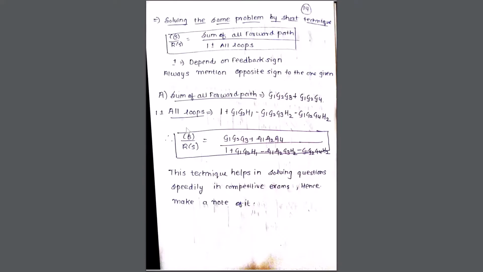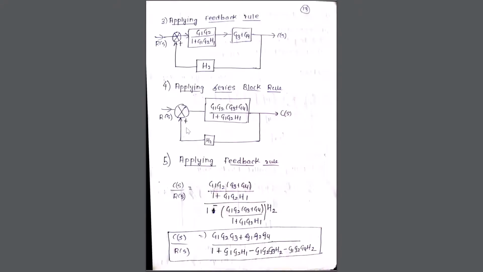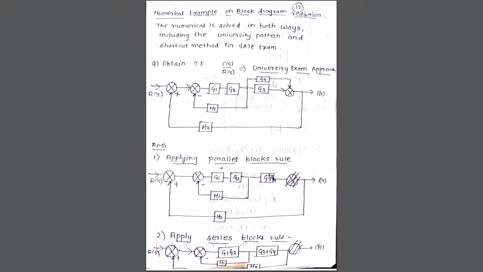So the formula is sum of all the forward paths, that is G1, G2, G3 plus G1, G2, G4, upon 1 plus or minus of all the loops. So 1 plus, because of this minus, G1, G2, H1, plus, then there's going to be a minus because we have a minus plus over here, G1, G2, G4, H2 minus G1, G2, G3, H2. So sum of all the forward paths upon 1 plus or minus all the loops.